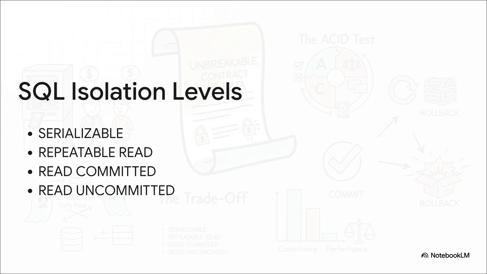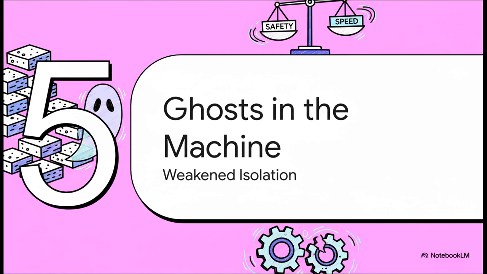At the very top, you have serializable. That's our perfect soundproof room. But as you go down the list, you start to relax the rules to get more performance. And when you relax those rules, you start to open the door for some very strange behaviors. What some people call ghosts in the machine. When you weaken isolation, you risk running into what are known as data anomalies. Now, these aren't bugs in the database. They are the predictable and sometimes pretty terrifying consequences of choosing speed over absolute safety. Let's take a look at a few of these ghosts.